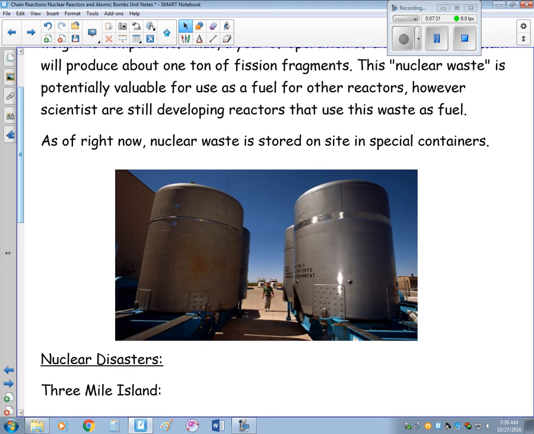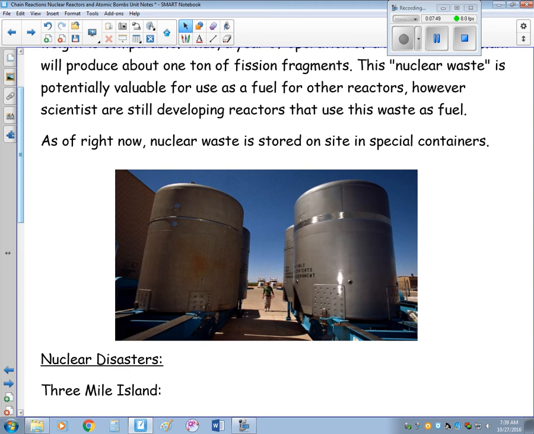And it's kind of important that we do this because now we have this material that could potentially be fuel for future reactors. So if we were to try to shoot it off into space or bury it or something, it would be lost to us. So it's actually kind of better that we keep it on site.